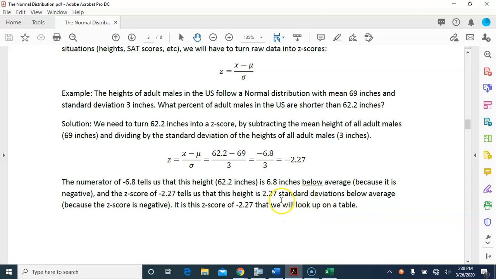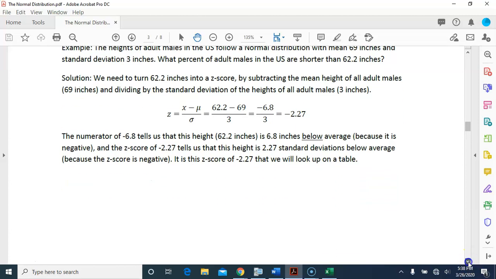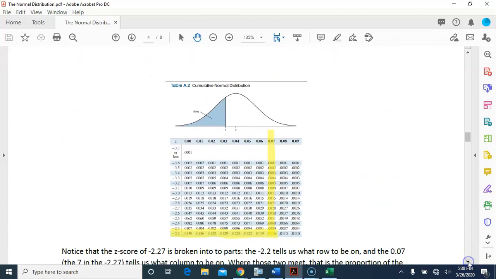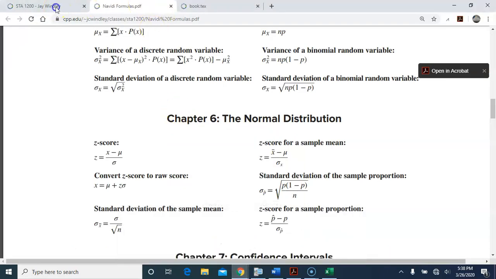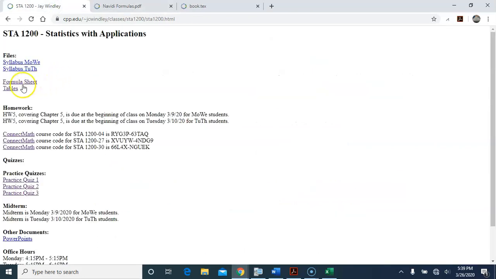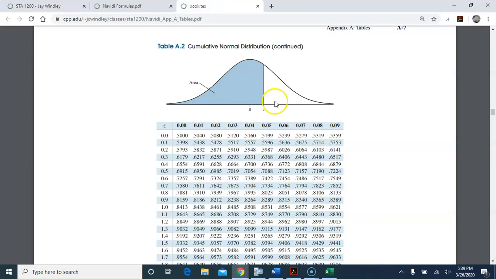And that's what we want to do on all of these problems: we're usually turning things into standard deviation units. How many standard deviations above or below the mean is a certain value? So now this z-score of negative 2.27, we're going to look up on a table. The table, by the way, is on the class web page. On the class web page, if you click on tables and then scroll down a little bit, you'll get to the standard normal table. Also, on the homework problems, there's a link to this table.